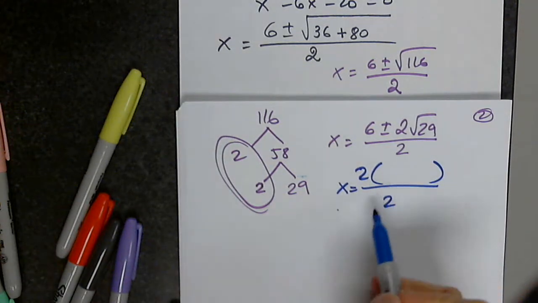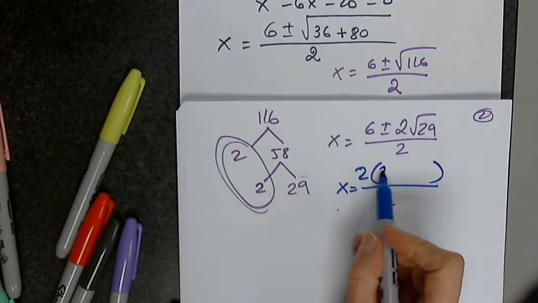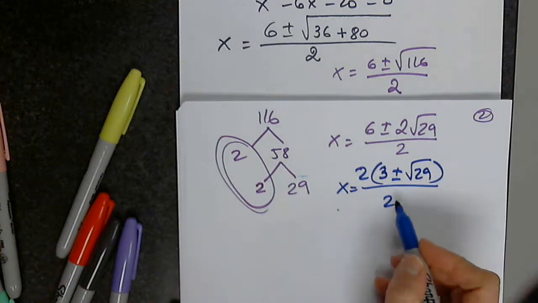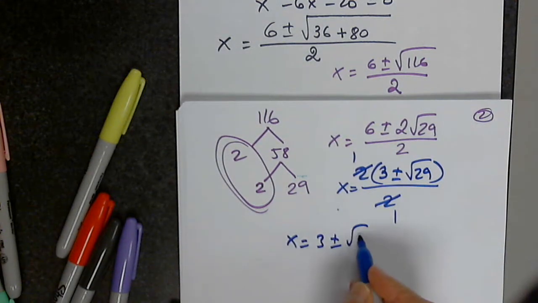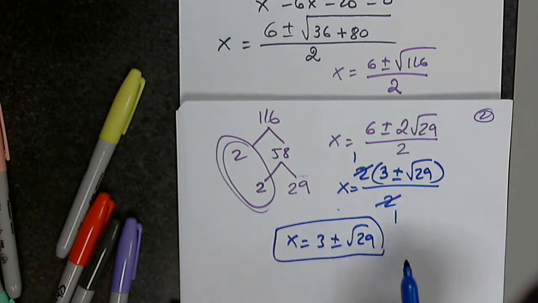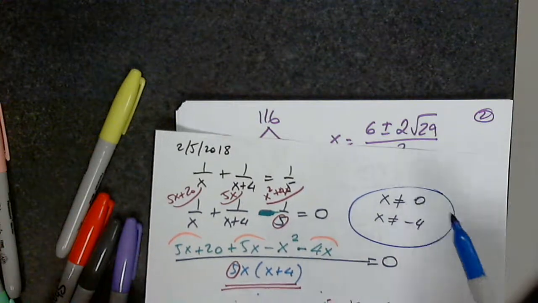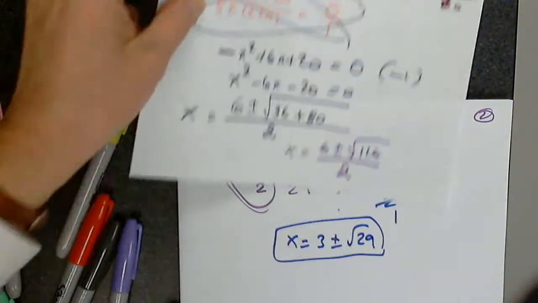So 2 times what? Very good. Plus or minus? Indeed. And now I can simplify. So the solution is 3 plus or minus the square root of 29. My first concern is here. Are these 0 or negative 4? No.